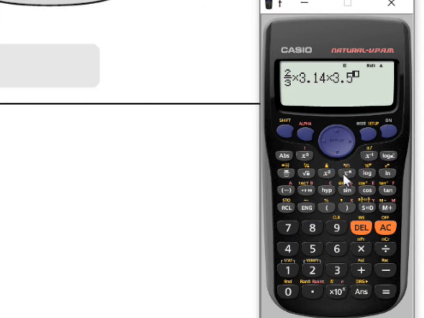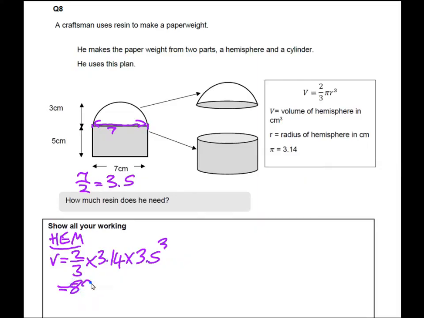Now this time we need to use this button here to give us our indices, because normally we use the square button, but if we use this one here where it's got the little block on it, we can actually tell it what to put as our index. Now when we press equals and SD, we get 89.7516 recurring. Now all we need is the volume of our cylinder.